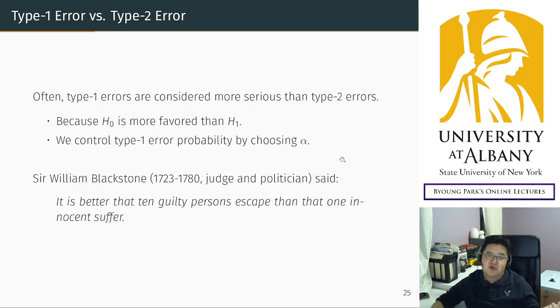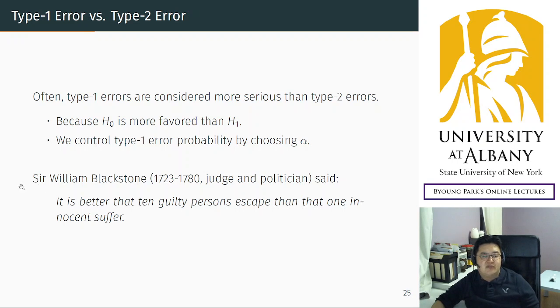It cannot be 0. If type 1 error probability should be 0, that means you cannot reject at all. But say you have to sacrifice a little bit. Say if you are going to allow 1% of type 1 error, then use that as the significance level. An example of this attitude is like this.